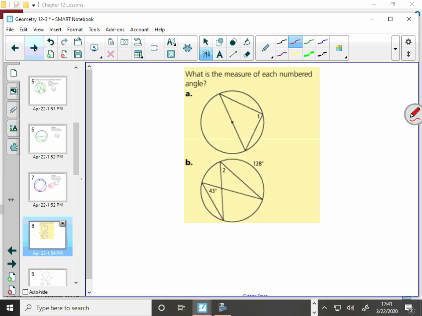What's the measure of each numbered angle? If you look at A, angle 1 is inscribed in a semicircle, so angle 1 is 90. It's a right angle. If you look at B, you can see that this angle is 43, which means this arc right here is twice that because that angle is inscribed, so this arc is 86. Angle 2, look at that, same arc. Angle 2 is also 43. Two inscribed angles that share the same arc are congruent.